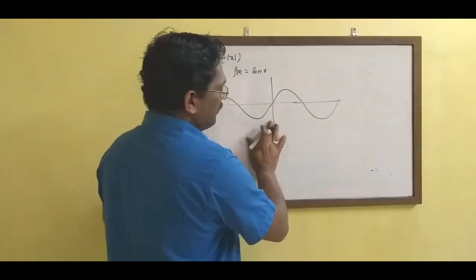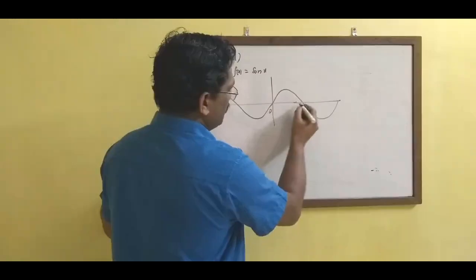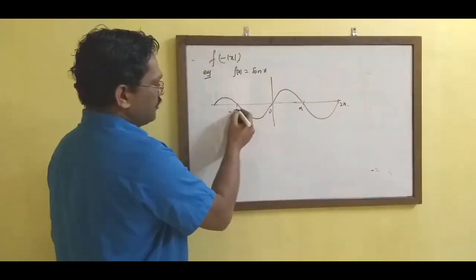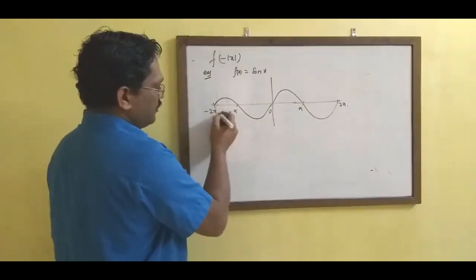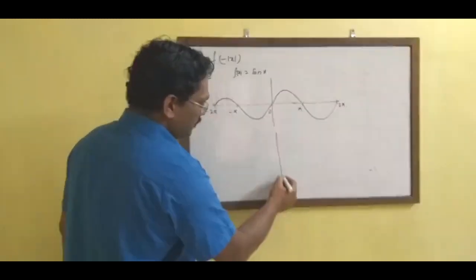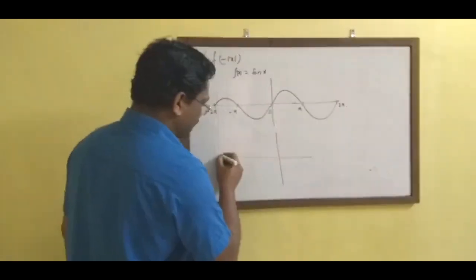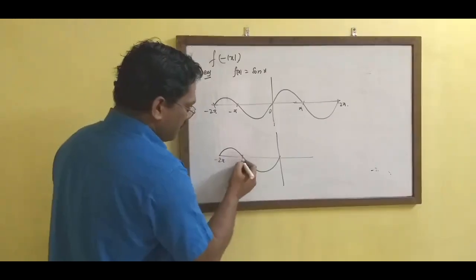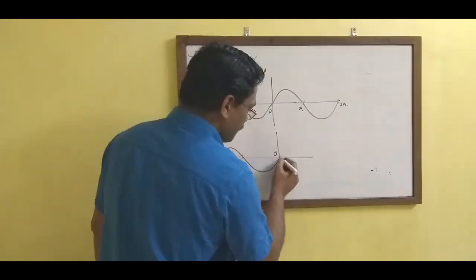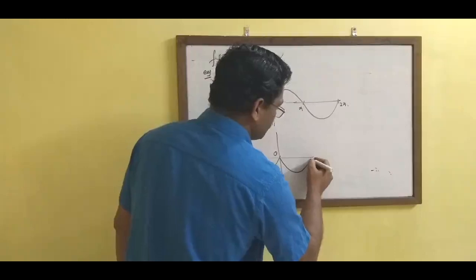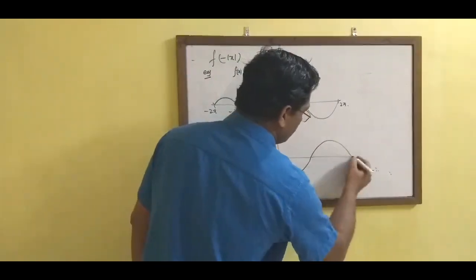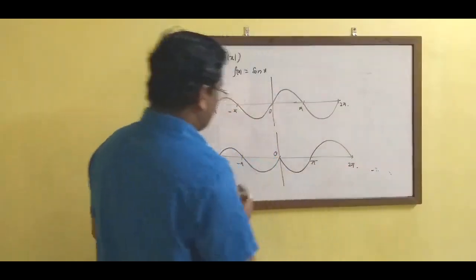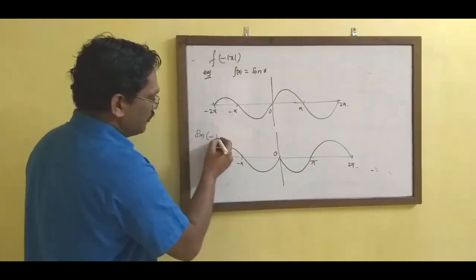Now, forget the part of sine x which is on the right side of the x-axis. If you forget this on the right side, you are left with only this much. So first you draw the left hand side part of this graph. Now, take the mirror image of this part about the y-axis. If I take the mirror image of this part, it looks like this. So this is the graph of sine of minus mod x.